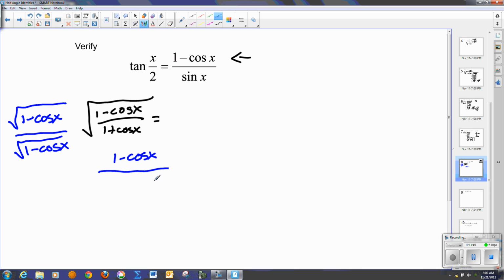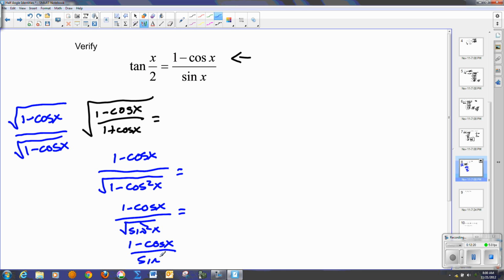Now in the denominator, I'm going to FOIL this out. That's 1 minus cosine squared. It's a difference of squares. Now this is good because I know I have a Pythagorean identity here. So this is 1 minus cosine of x over the square root of sine squared of x. And I know the square root of sine squared is just sine. So I have 1 minus the cosine of x over the sine of x, which is exactly what I wanted to get. So there we go, verified.